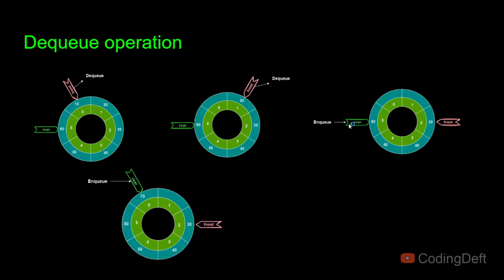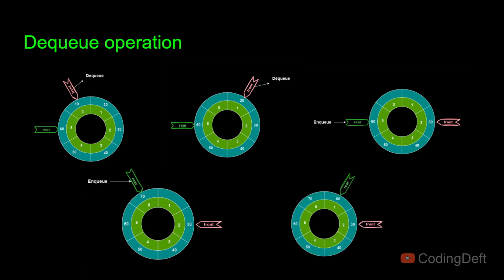Now the rear, which used to point at 5 earlier, will point to 0. In the case of a linear queue, it will point to the next index, that is 6, but here the array size is limited, so it will come and point to 0. We have one more space to enqueue an element. Let us go ahead and do that. So it is added at the index 1. So that was an overview of the circular queue.